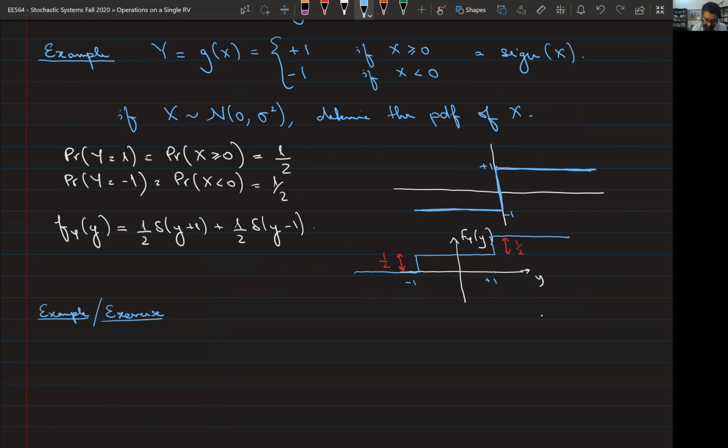And this exercise is that Y equals g of X, and the function definition is that Y equals X if X is greater than or equal to 0, and is 0 otherwise. Okay? Determine f_Y(y) as a function of f_X(x).